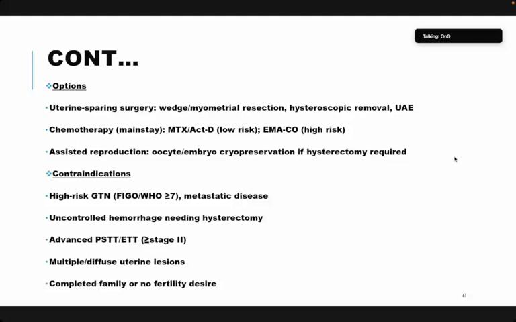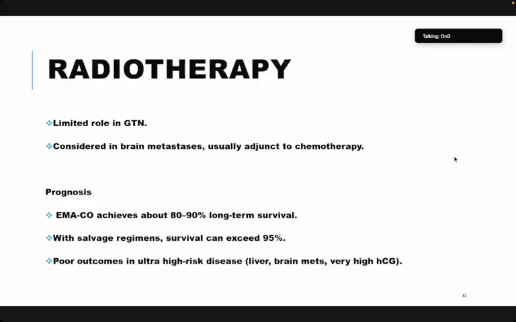So contraindications to surgery, obviously, are if it's diffuse disease, it's an advanced stage, or the patient has completed family or is not desiring fertility. Now, in terms of radiotherapy, there's a limited role in GTN. It's only considered in patients with brain metastasis, or it's usually an adjunct to chemotherapy.